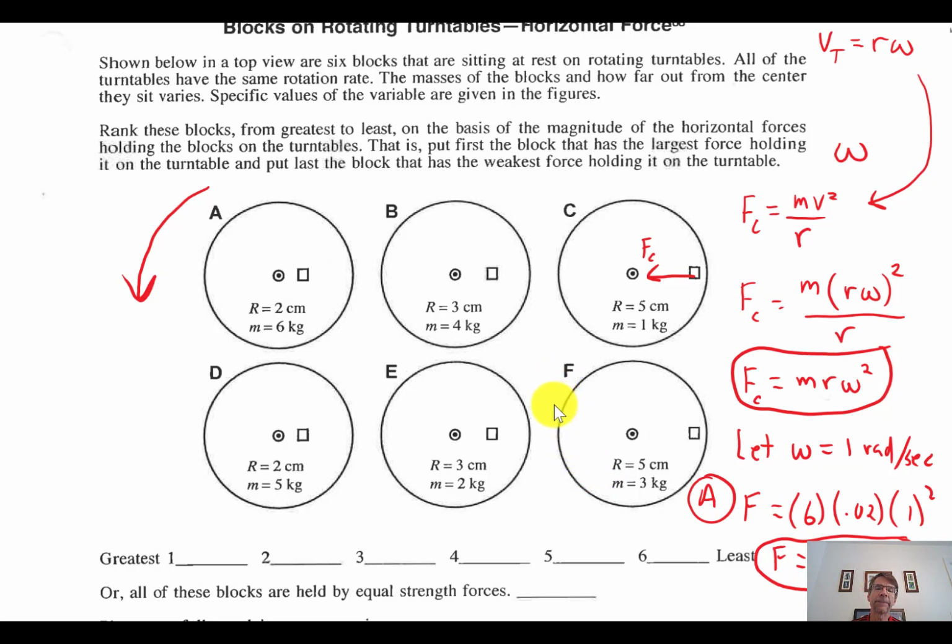So the ranking would be F in first place with 0.15 newtons. And then A and B with 0.12 newtons. And then D with 0.10 newtons. And then E with 0.06. And then C with 0.05 would be last place. So that would be the ranking based on the horizontal force, which would be the centripetal force, the force of static friction.